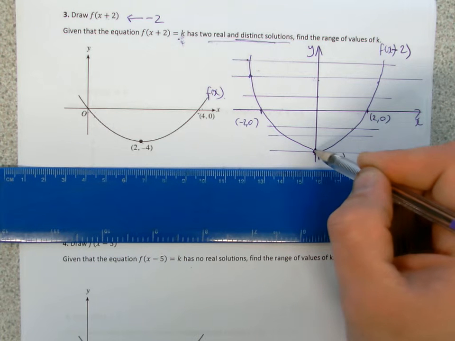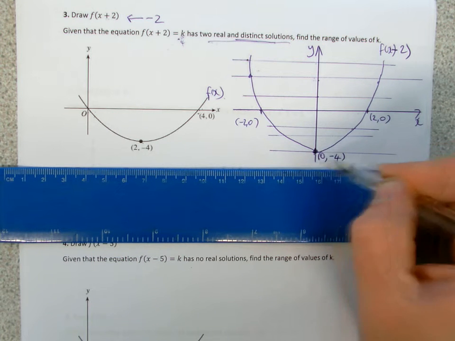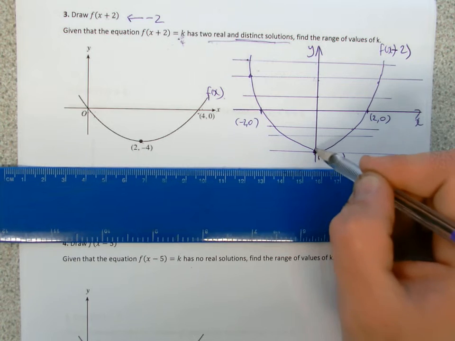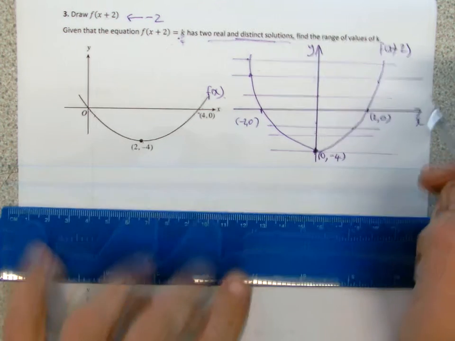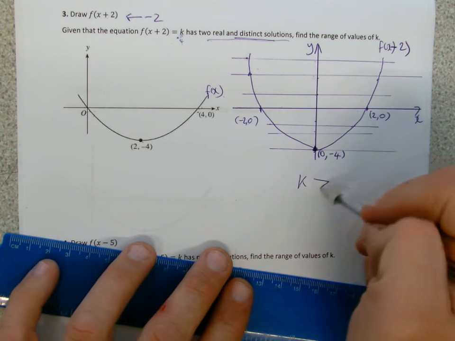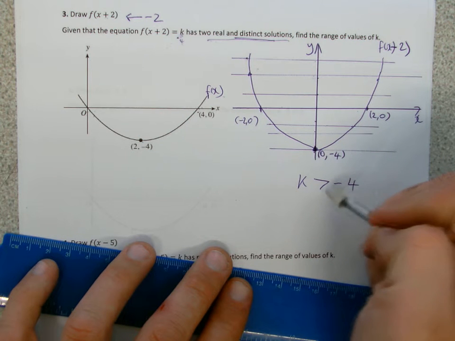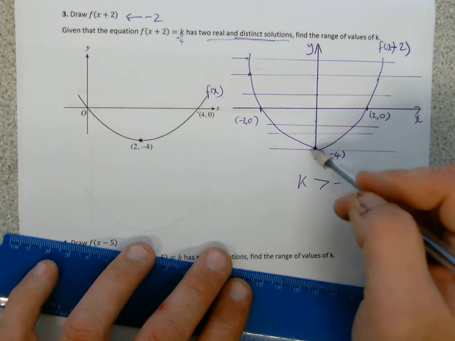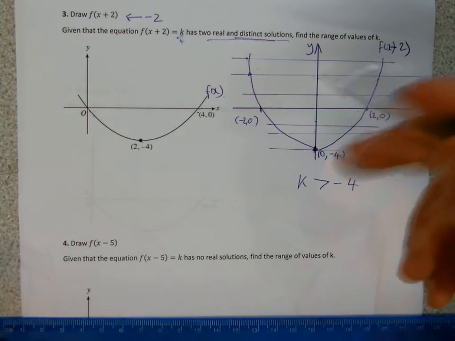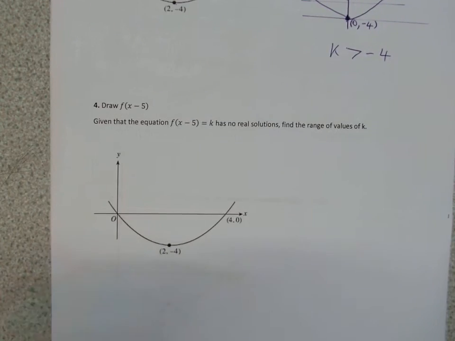So there, it's no good. Anything underneath there, it's no good. So anything above minus 4 is fine. So we'd say k has got to be greater than minus 4. It can't be equal to minus 4. It's got to be above it, so you get two solutions. Okay, so this one now, number 4, f of x minus 5.